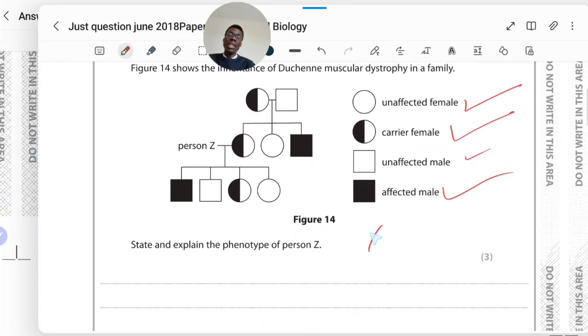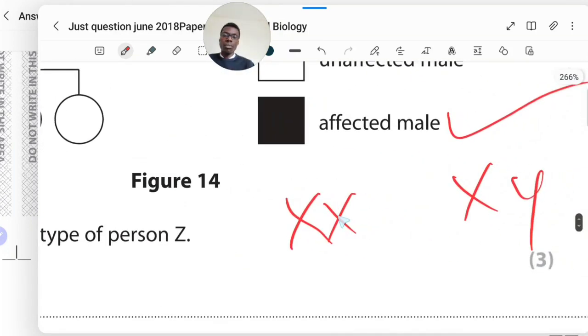Most sex-linked traits are on the X chromosome. So females have two X chromosomes, while males have one X chromosome and a Y chromosome. So when a female has a sex-linked trait on one of her X chromosomes, we say she's a carrier. The second normal chromosome will cover up, so she will not manifest the disease. It will not show in her because the normal chromosome covers up for the defective one.